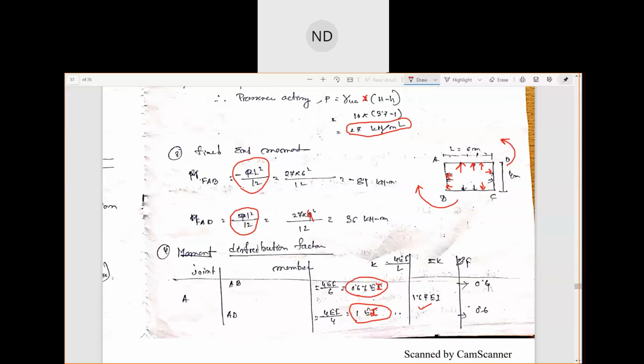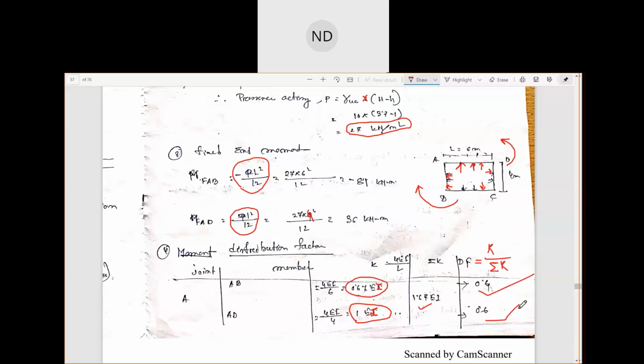Now we are finding the distribution factor, the moment distribution factor here. So what is the moment distribution factor? That is given by K by summation of K. The distribution factor for this member AB is K by summation K. So what was your K? Your K was 0.67 EI by 1.67 EI. That will give you the distribution factor to be 0.4. And for this member AD, you will have K, which is EI, by 1.67 EI, which will be 0.6.